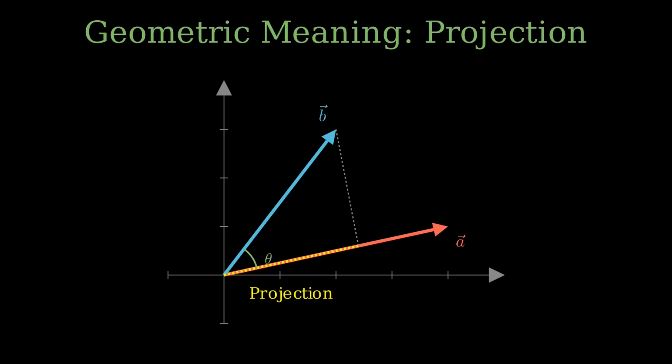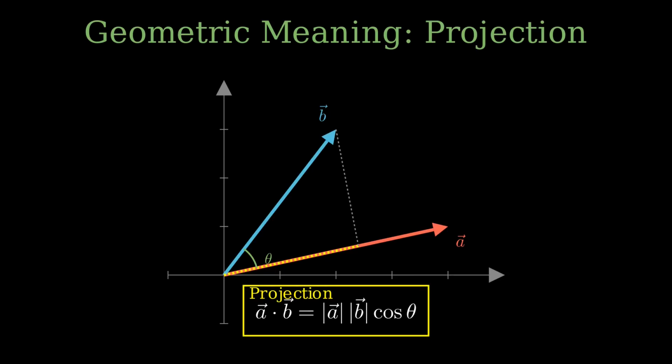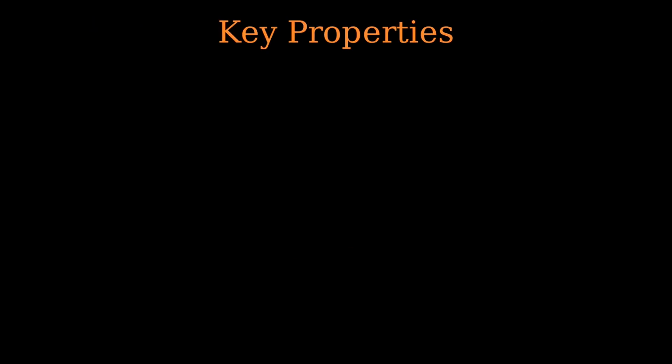The inner product is related to this projection length. In fact, the dot product equals the length of A times the length of B times cosine of the angle between them. The inner product has several important properties that make it useful in mathematics and applications.